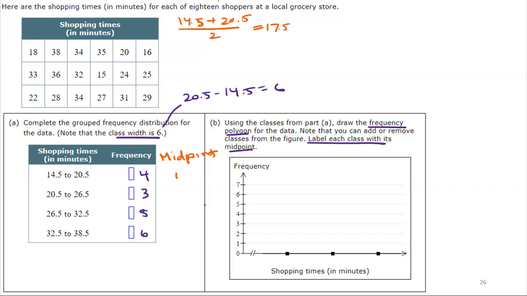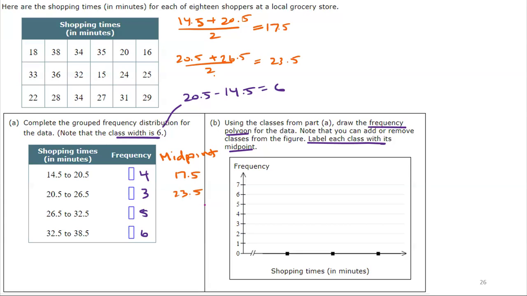Right, so here I would write down 17.5. Okay, the next one, I do the same thing. So I'm going to have 20.5 plus 26.5 divided by 2. And that gives us 23.5. Okay, so I'll write 23.5 here.